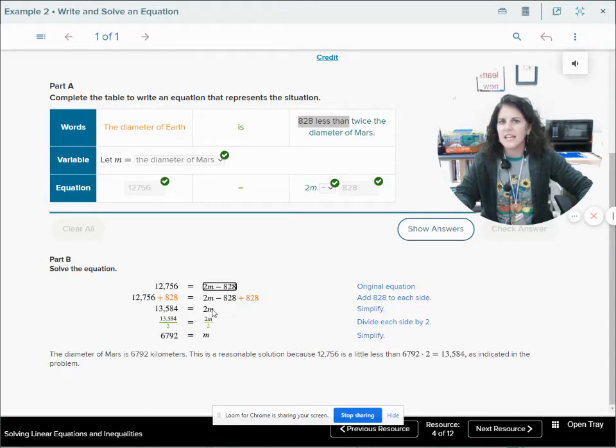I've almost got that m isolated. I've almost got it all by itself. Well, what's happening to m? It's being multiplied by 2. So to undo multiplication, I'm going to use division and divide both sides by 2. And m is equal to 6,792. That is the diameter of Mars.